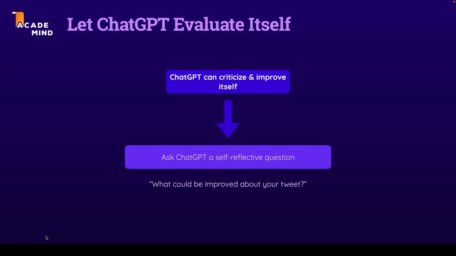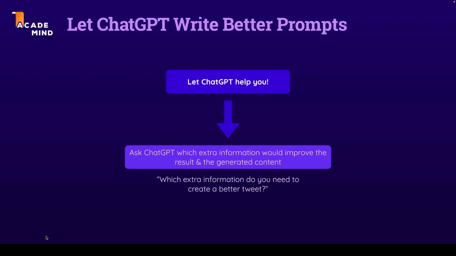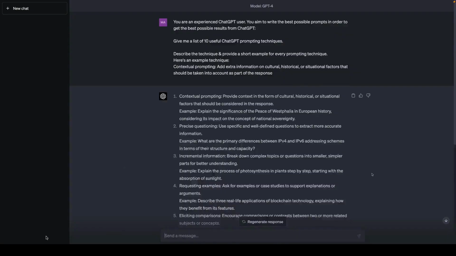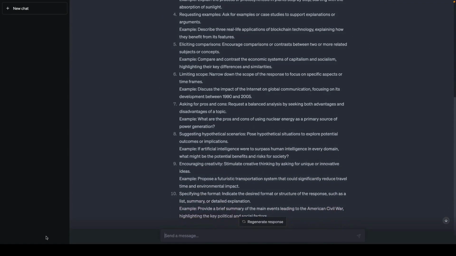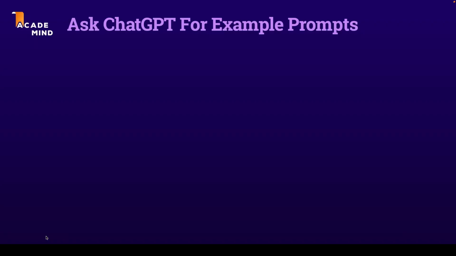So ChatGPT can be self-critical and improve itself. It can also tell you which extra information would lead to a better result. And it can also give you prompting strategies and techniques and ideas for how you could write and enrich your prompts to get better results.